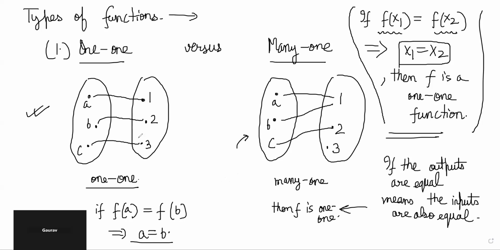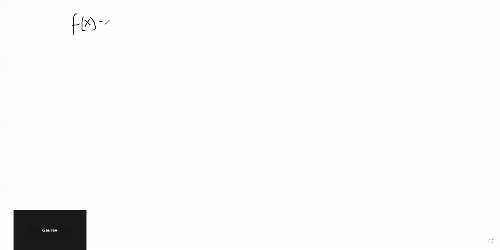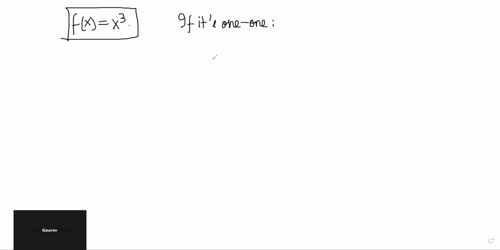So when you see examples, for example, let's take a typical one-one function, f of x is equal to x cube. Now, how can we show that it is a one-one function? We can show it by saying that we'll use the condition. If it is one-one, we will show this condition. f of x1 equals f of x2 should imply that x1 is equal to x2.